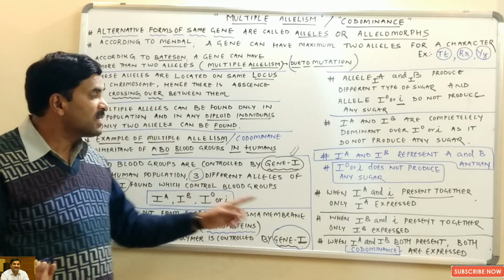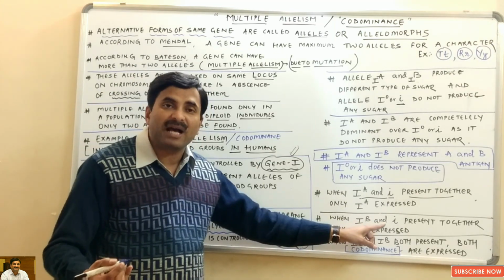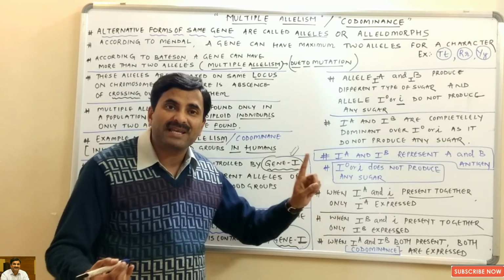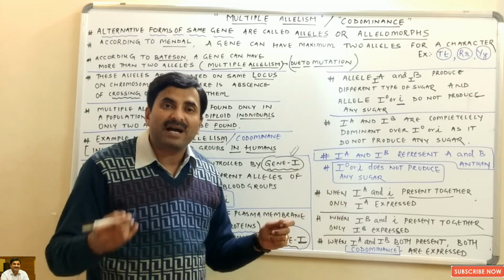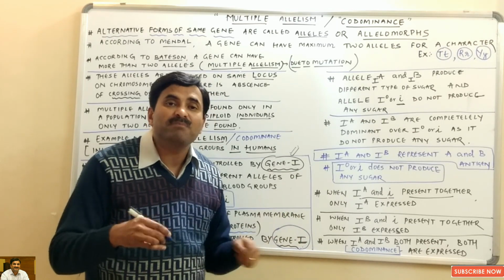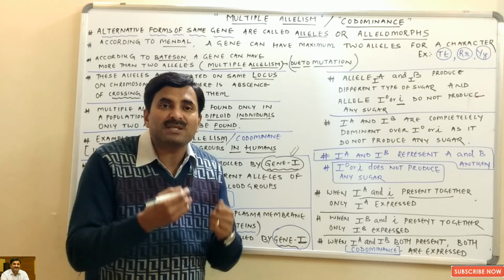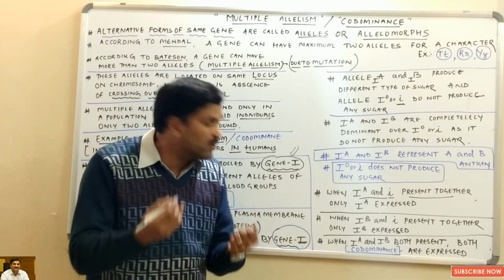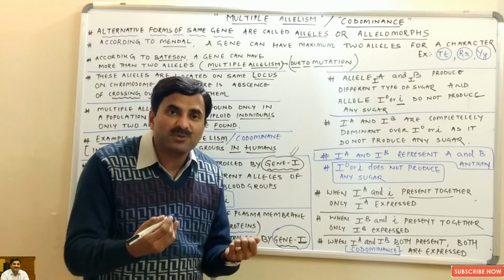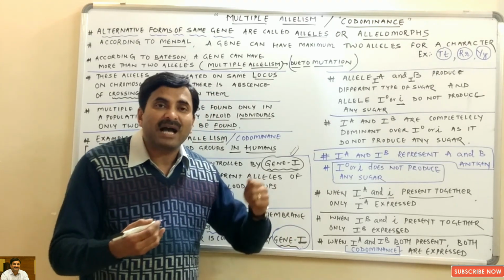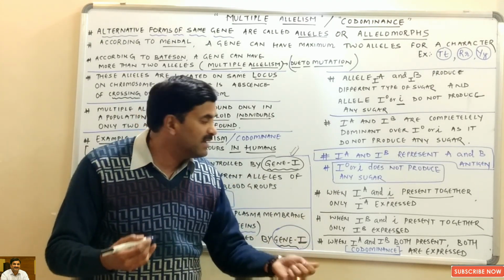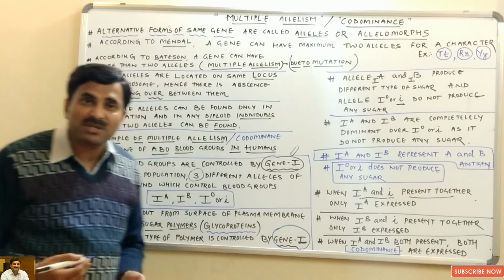Now suppose IB and small i are present together. Again the same thing: IB will be expressed. Why will IB be expressed? Because IB produces sugar polymer, while small i does not produce any sugar. So we can say that IB is dominant over small i, and that's why IB will be expressed.